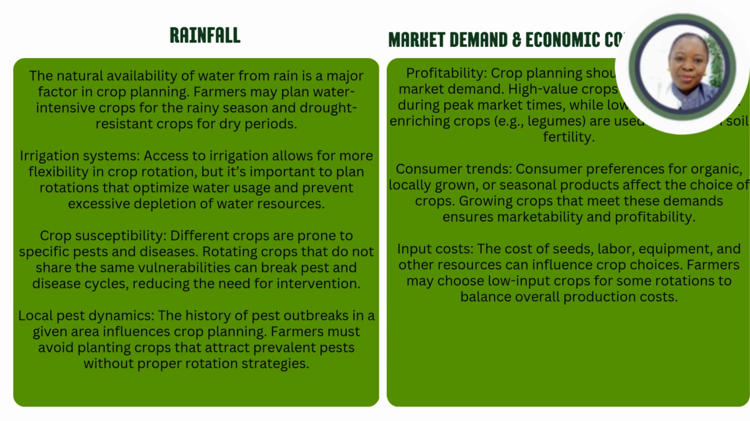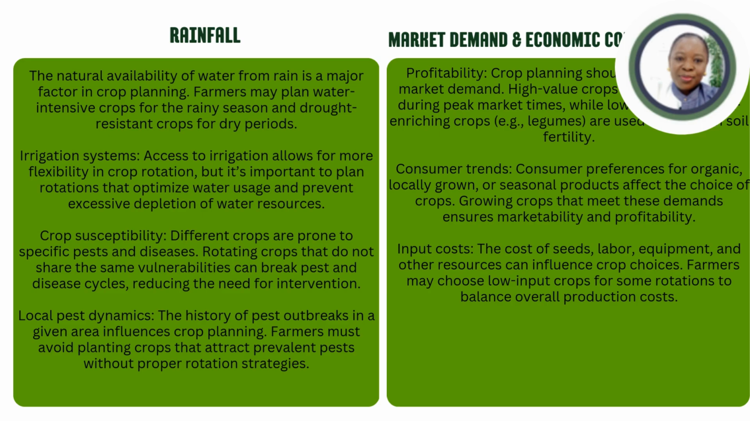Local pest dynamics. The history of pest outbreaks in a given area influences crop planning. Farmers must avoid planting crops that attract prevalent pests without proper rotation strategies.